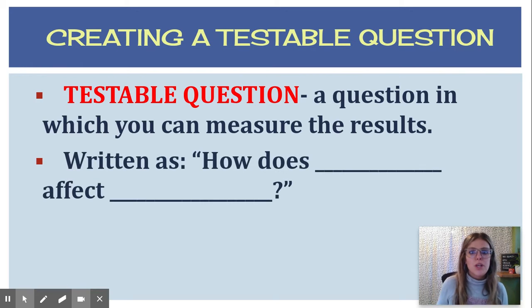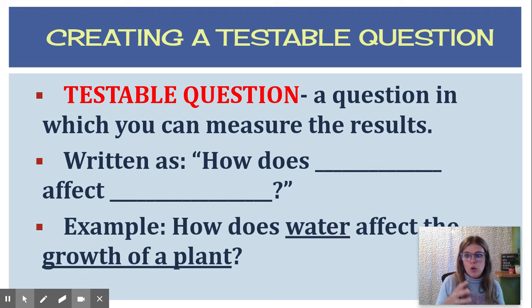For it to be a testable question, it needs to be written as how does blank affect blank? Because then in that question, you are stating exactly what you're going to test for your experiment. So for example, how does the type of intersection affect the number of cars that get through? How does the brand of coffee affect a person's energy level, right? Any way that you do it, you fill in the blank with what's being tested.